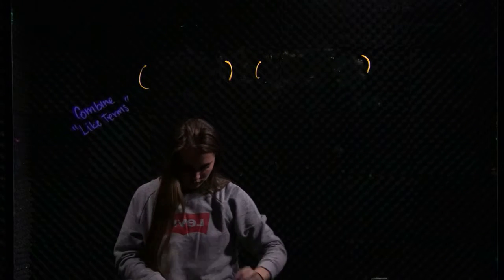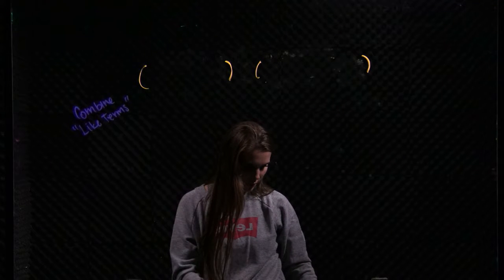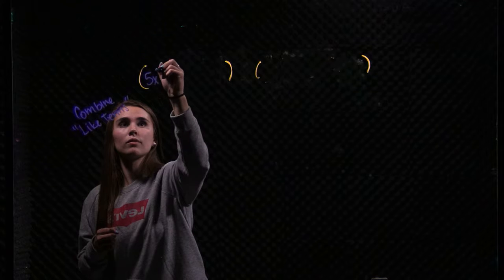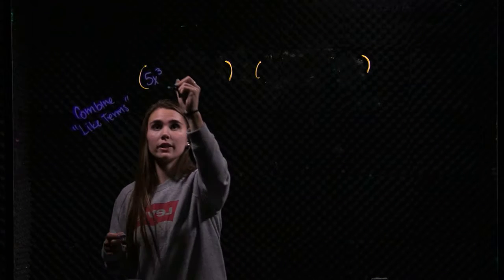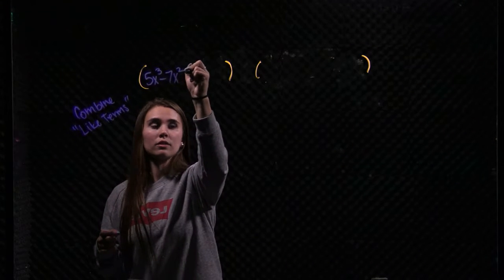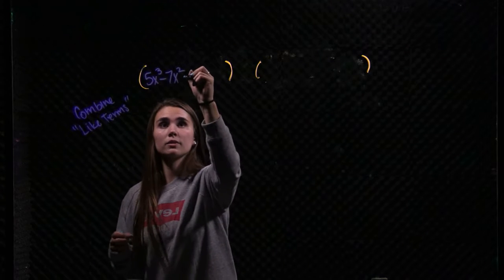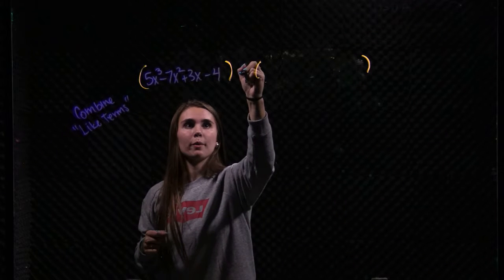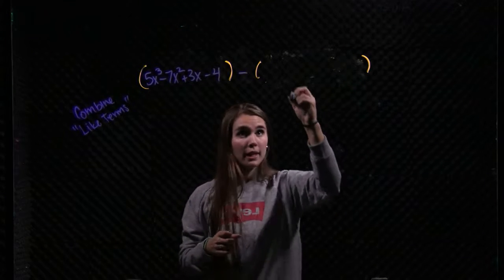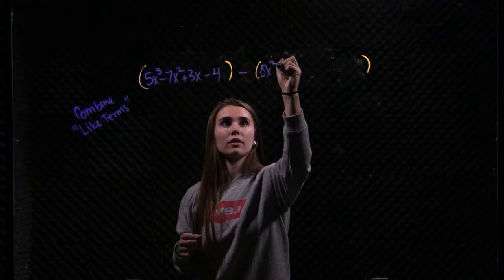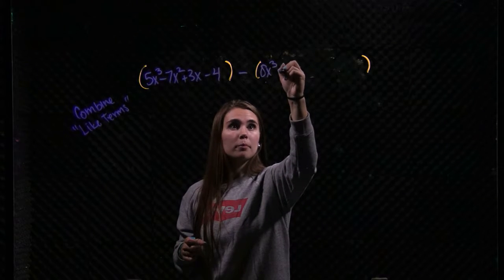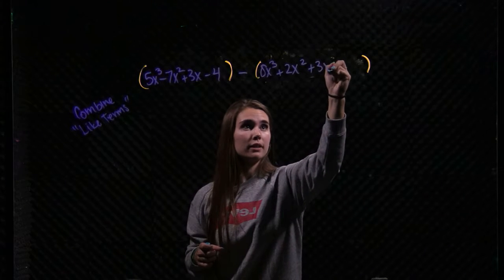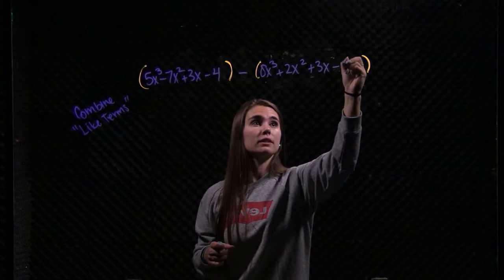Okay. So let's say we want to subtract 5x cubed minus 7x squared plus 3x minus 4. So this is our first polynomial. Then we're going to subtract from that 8x cubed plus 2x squared plus 3x minus 7.